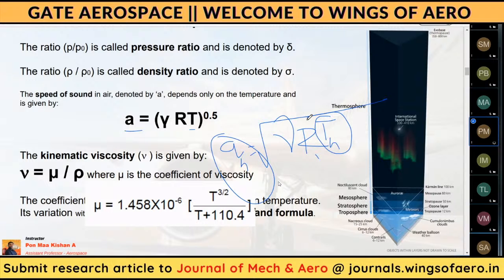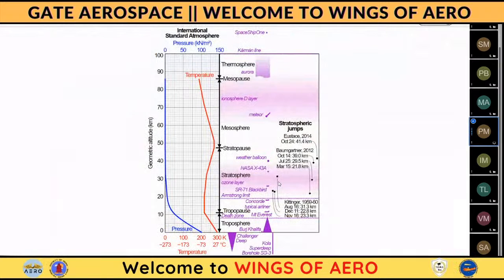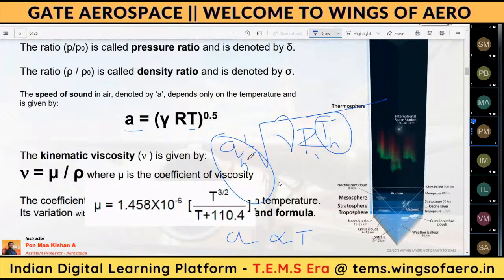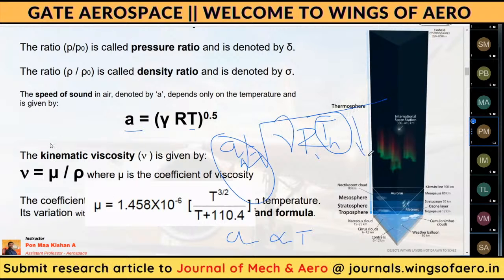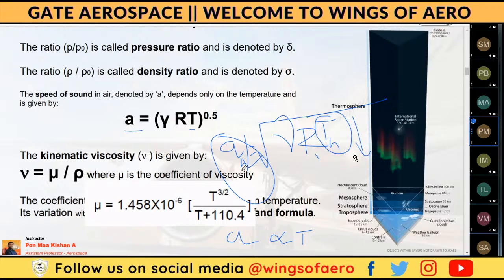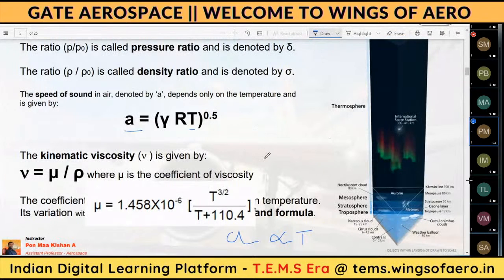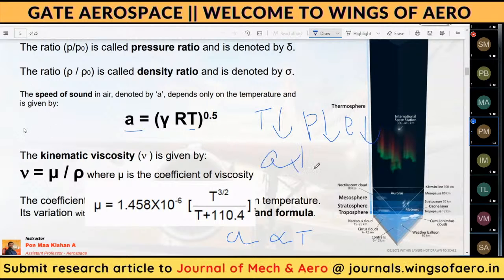So if you see the troposphere region, temperature is decreasing. So what will happen correspondingly? Since speed of sound is directly proportional to temperature, speed of sound will also decrease. So when temperature decreases, speed of sound will also be decreasing. Since we have studied that in the troposphere region, temperature decreases, pressure decreases, density decreases, and speed of sound is also decreasing.